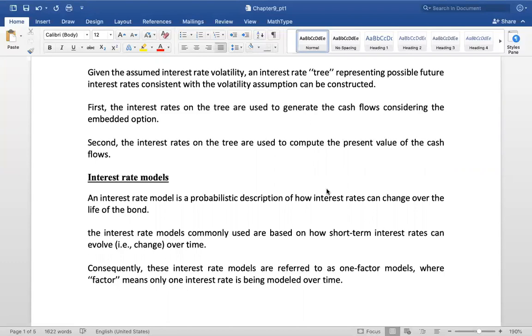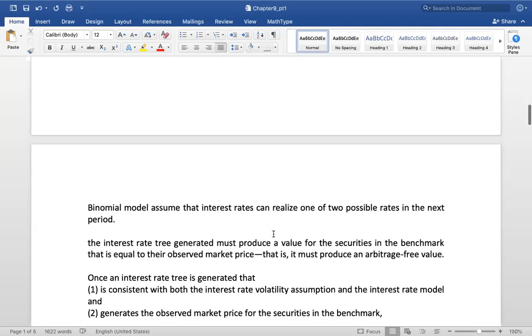It can be assumed that interest rates can realize one of two possible rates in the next period. For the simplified version, in order to understand this, we refer to that kind of interest rate tree as a binomial model. There are valuation models that assume that interest rates can take on three possible rates in the next period, and these models are called trinomial models. But for the sake of our discussion and for the sake of this course, we will be assuming that we are following a binomial model.